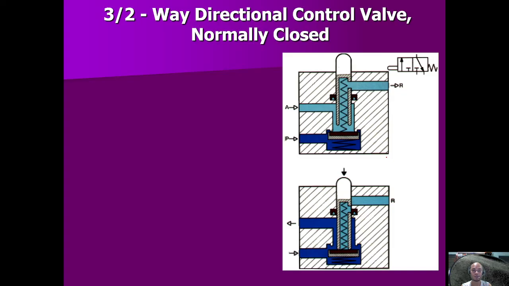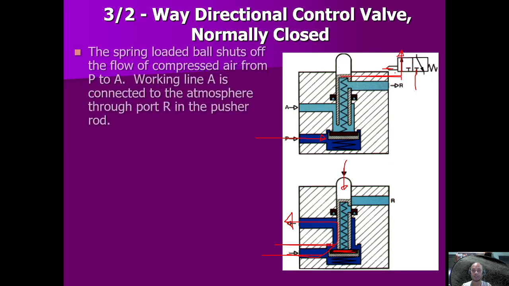Okay, so this is a 3/2-way directional control valve, normally closed. So this is the normally closed 3/2-way valve. So the source here is closed. So this is the source and it is closed, right? But if you push this button, this one will go down, and then there will be flow from P to A. Okay, so if you push this one, there will be flow from P to A. Okay, you get it?